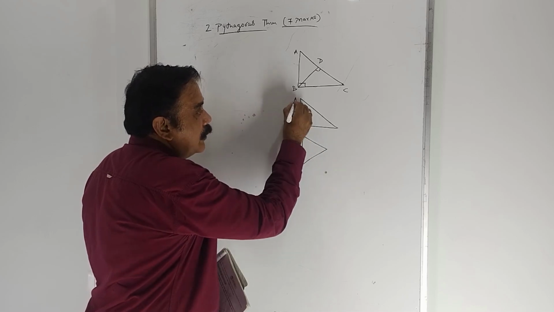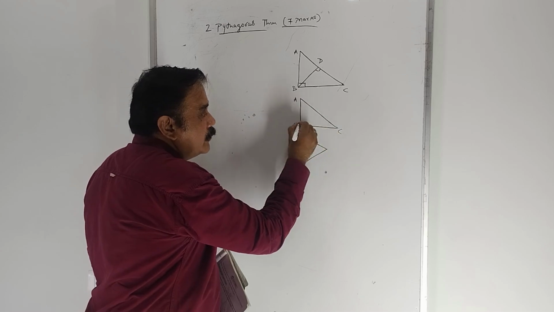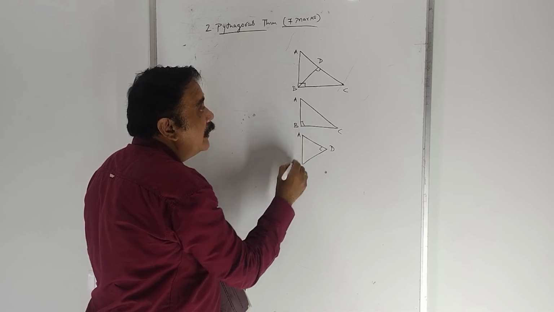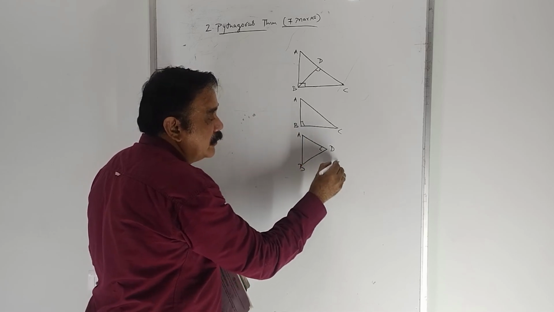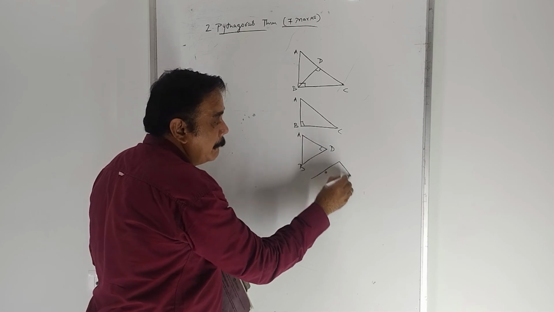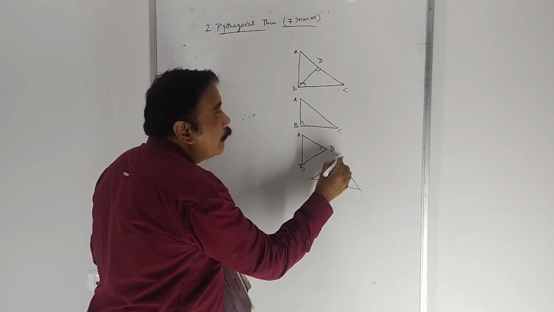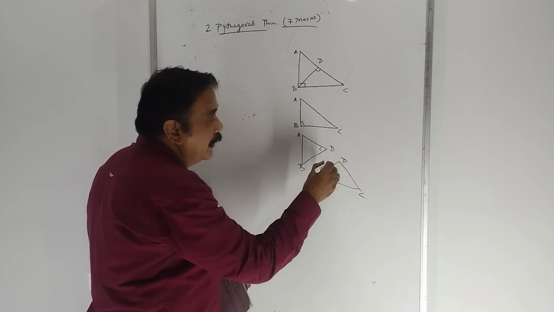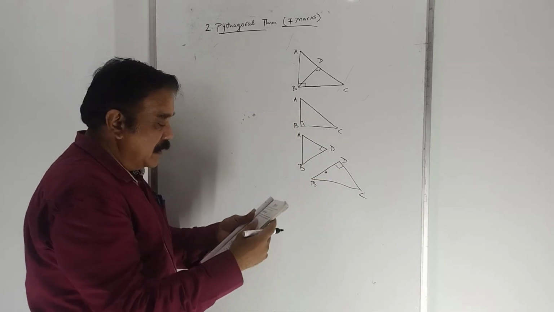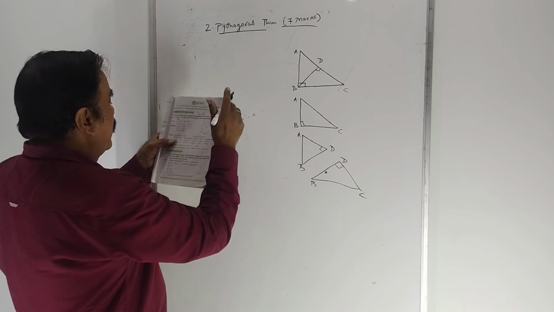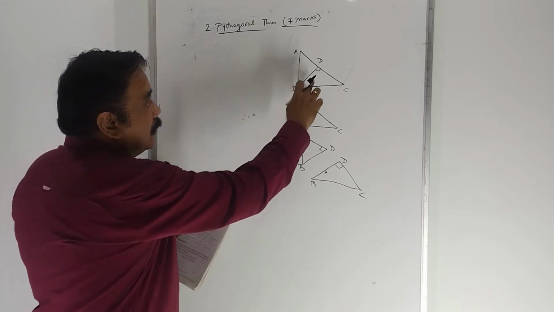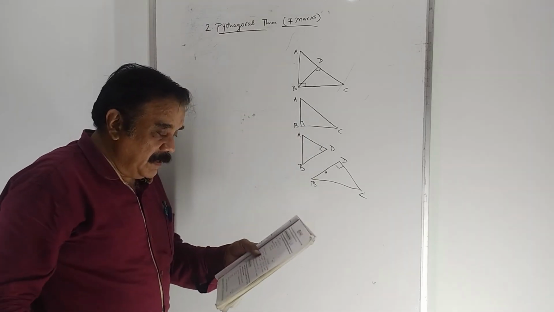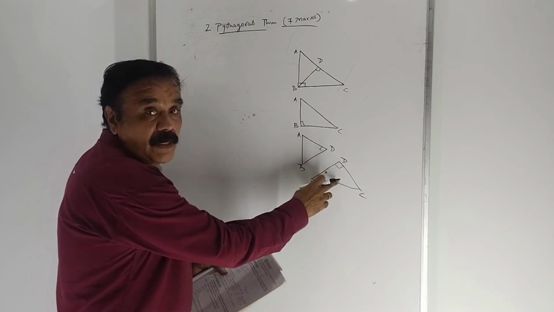That is this one. So this is your ABC, in which B is 90 and D is 90. And you have this one, ABD, and next you have triangle BDC. Okay, is that clear? Now it's very simple. Now what you have to prove is that triangle ABC is similar to triangle ADB, and similar to triangle BDC.